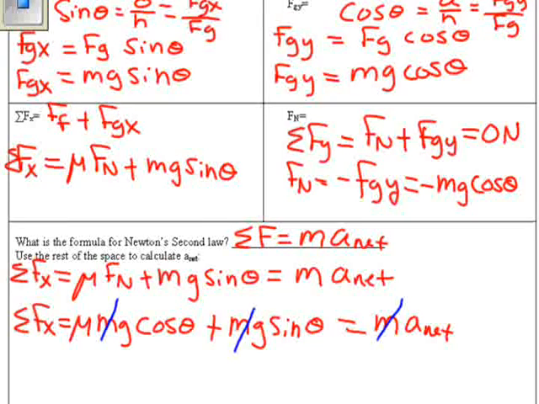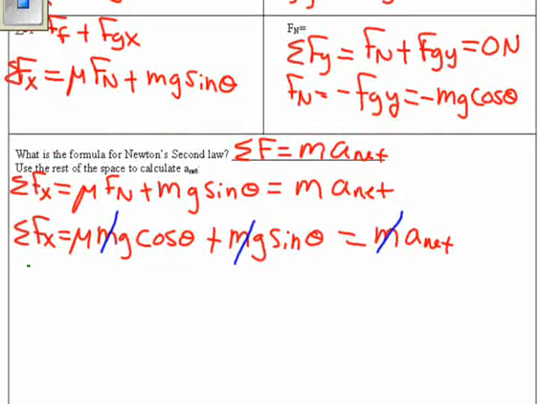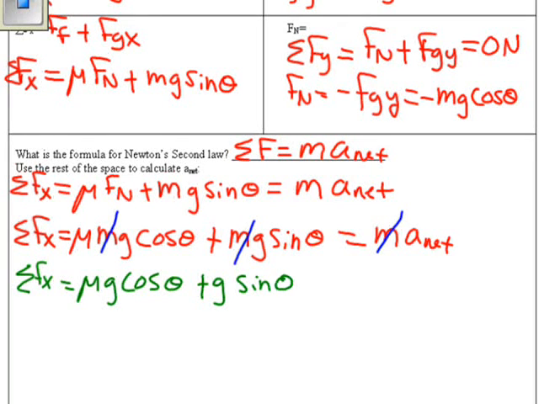Now look at this. All of our masses cancel out. We have mass in each term, so they can cancel each other out. This is why I wanted you to leave it in formula form until the end of the problem. Rewriting this, we get mu g cosine theta plus g sine theta equals our net acceleration. So I'm just going to rewrite this again in terms of a net.